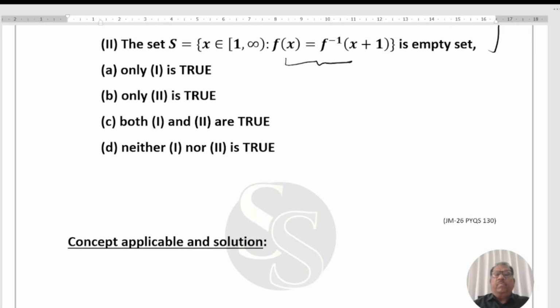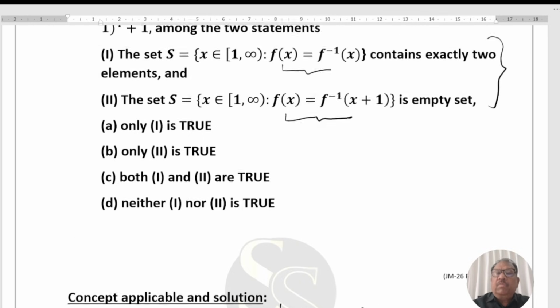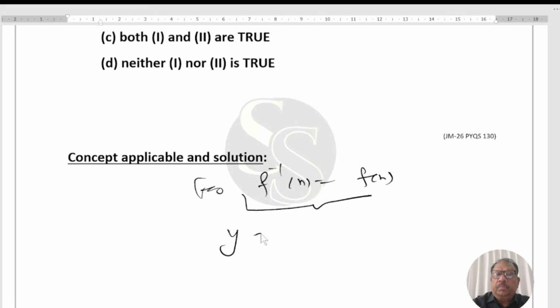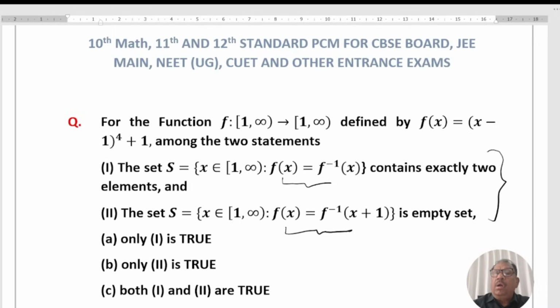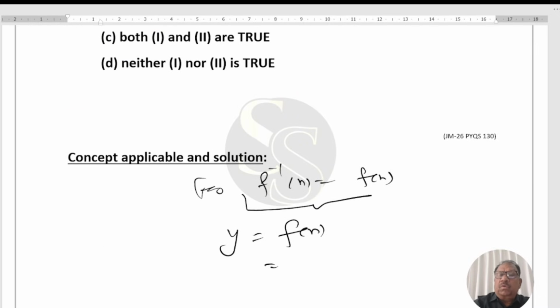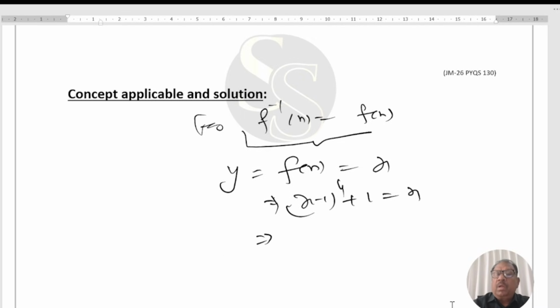Concept applicable, solution. For f inverse x equal to f(x), means y equal to f(x). f(x) is given, y equal to f(x) equal to x, that is (x minus 1) to the power 4 plus 1 equal to x. This comes out to be (x minus 1) to the power 4 plus 1 minus x equal to 0.